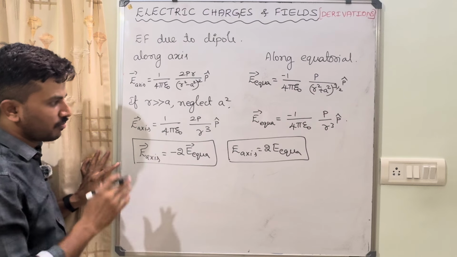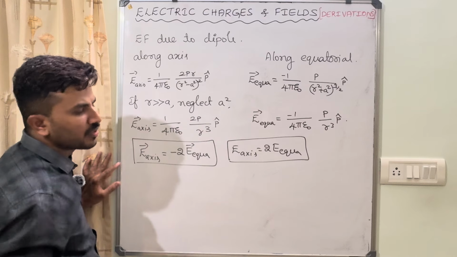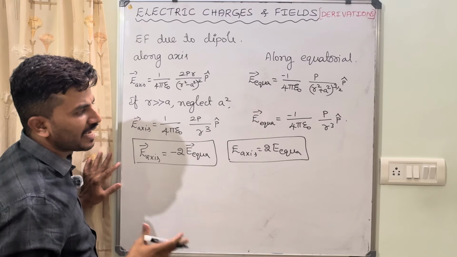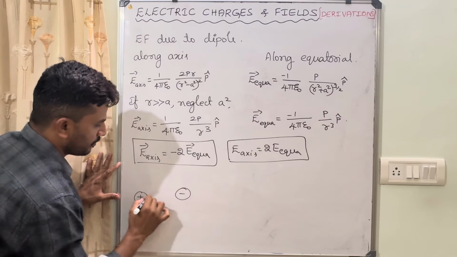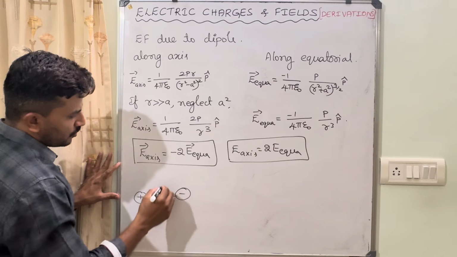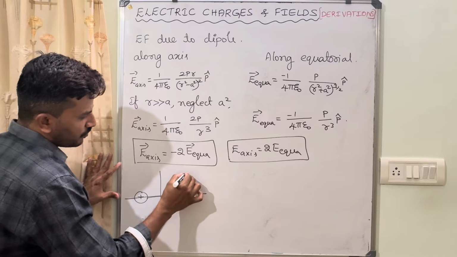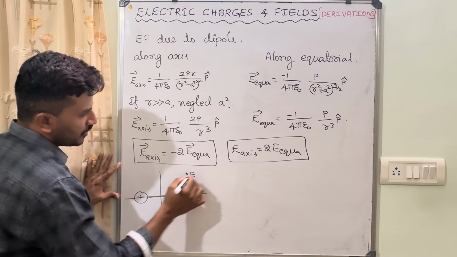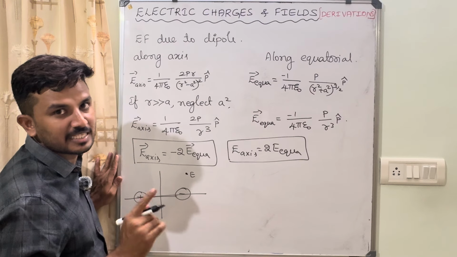Okay. Now, sir, along axis and along equatorial is done, sir. What if they ask at a random point? Let's consider here there is a dipole. Along the equatorial and along the axis is done. What if I need to find out the electric field here? That will be asked in competitive examinations like NEET and JEE.